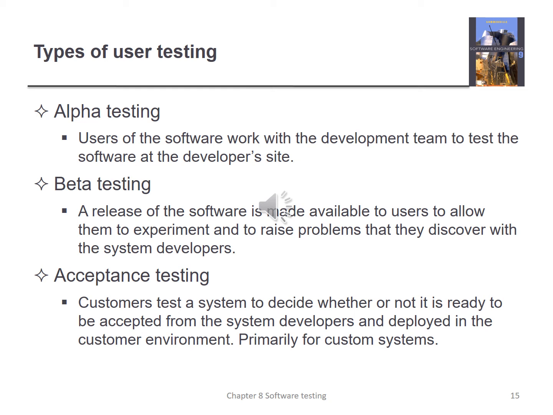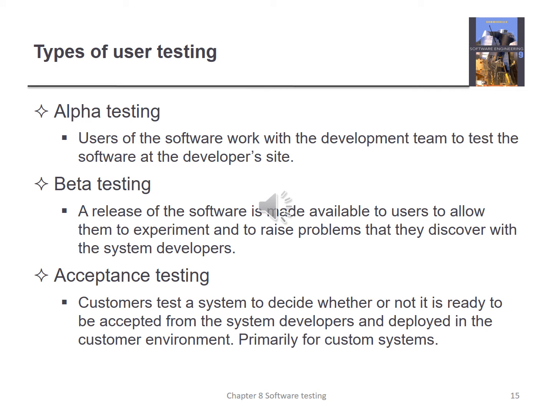Beta release is releasing the software to a specific client or user to allow them to experiment and to raise problems that they discover with the system developers. So we release it not to the whole world, but to a few clients. They test it in their environment, actually the production environment. Alpha testing is performed at the developer site, but beta is performed at the end user site.